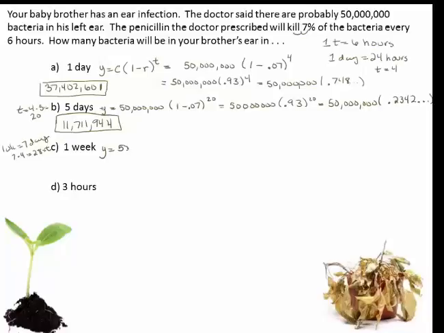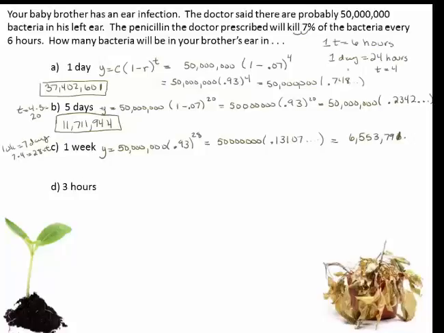So we'll set this up again. I already know it's going to be 0.93 to the 28th, so I will do that calculation first, and that gives me 0.13107, and that continues. Multiply that by 50 million. And at the end of a week, we're down to 6,553,790.6, so we'll round that to 1. So we're down to 6 million bacteria.